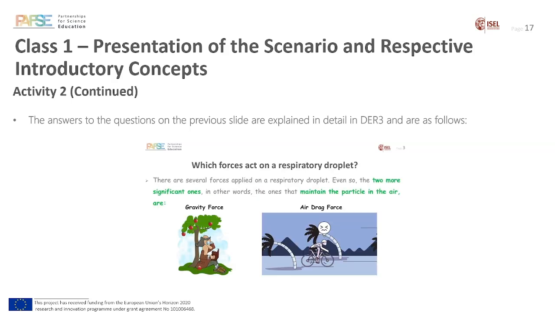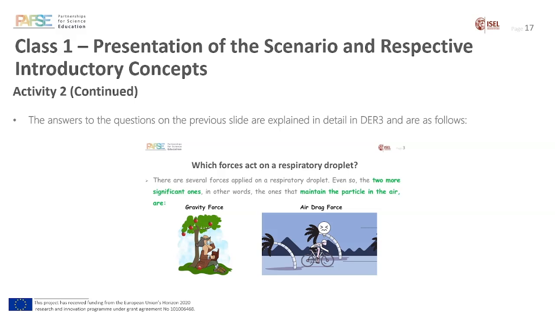Like we saw in the previous slide, fluid mechanics is the study of a fluid flow, and the study is addressed by studying the properties of the fluid and the relations with the forces that act on the fluid. The properties were already addressed in the previous slide. In the next slide, we have to analyze which forces act on a respiratory droplet.